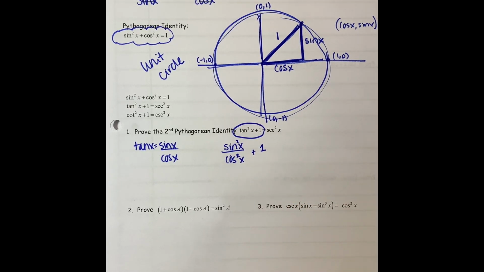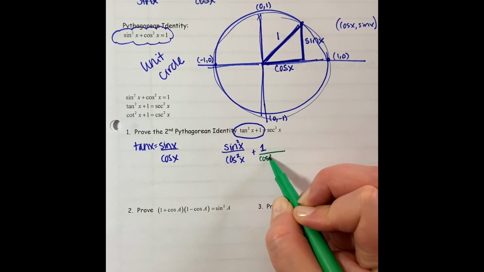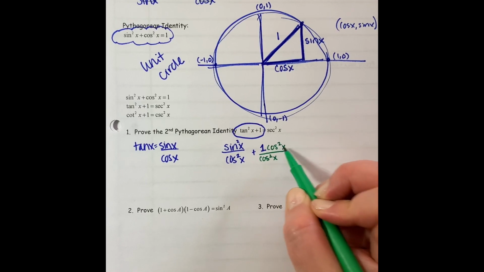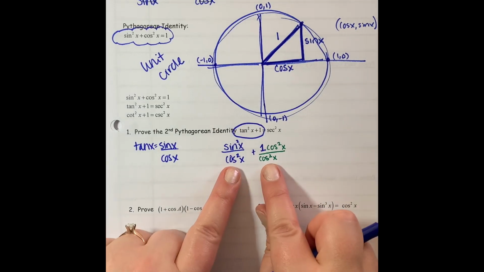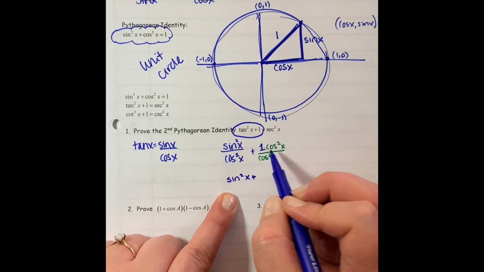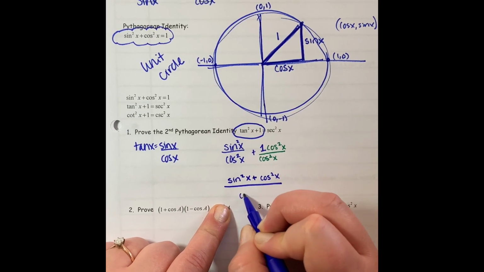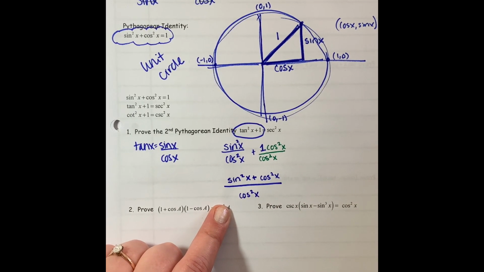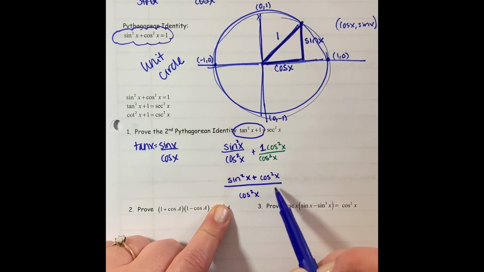So the next thing that I'm going to do is get a common denominator. I'm going to put a cosine squared x on bottom and a cosine squared x on top, and now I have basically one big expression. Since my denominators match now, I could write that as sine squared x plus cosine squared x, all over cosine squared x. So I went from tan squared to sine squared over cosine squared, then I got a common denominator, and now I'm grouping it all together.